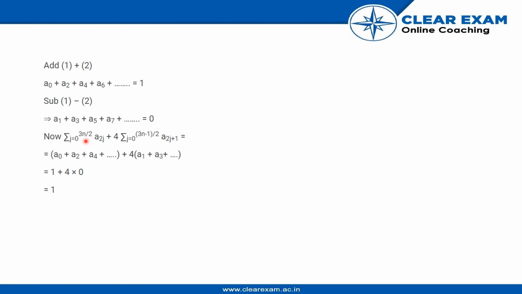So once we apply that over here, we know this value to be equal to 1 and this value to be equal to 0. So we have 1 plus 4 times 0. This represents only odd, this represents only even. So once we put that, we get the value to be equal to 1.